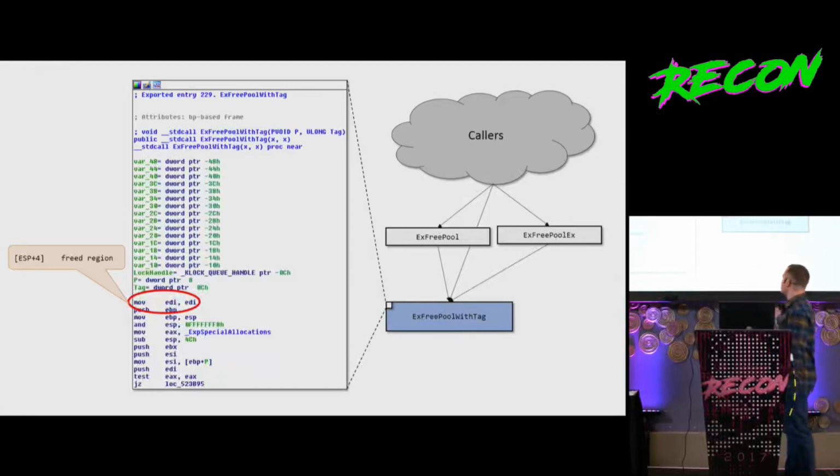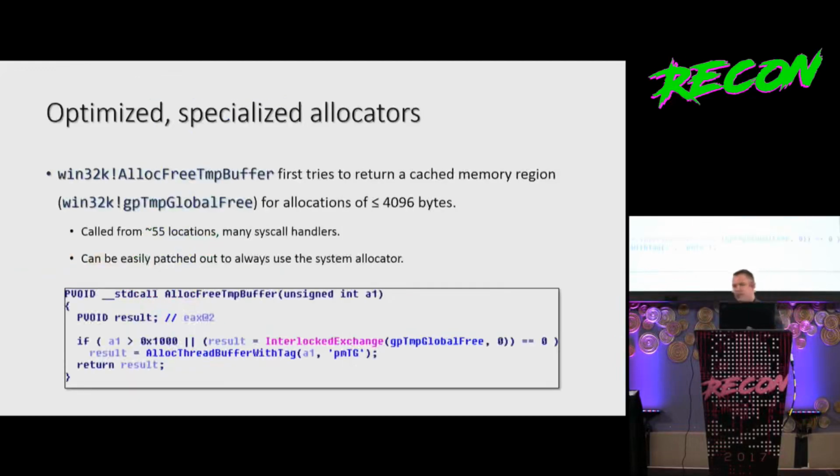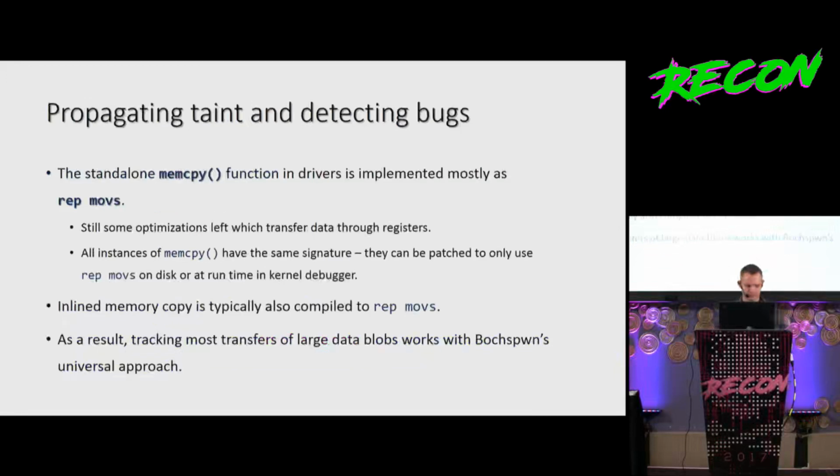So here we have fewer functions, but all of them eventually call into ExFreePoolWithTag. And then in the function prolog, we can just read the address of the freed region and untaint the memory region. There are some slight things that you have to keep in mind. For example, there are some dedicated allocators in Win32k, such as this AllocFreeTempBuffer, which has a kind of a look-aside, a single memory region that it tries to return before making an actual allocation. And so if you want to have this region covered by your instrumentation and tainting, you have to patch it out to make it always create an allocation.